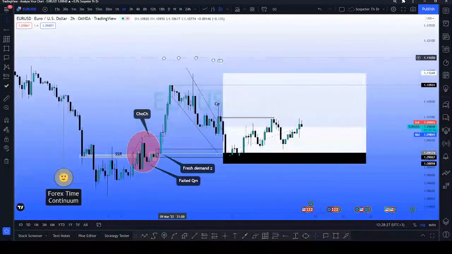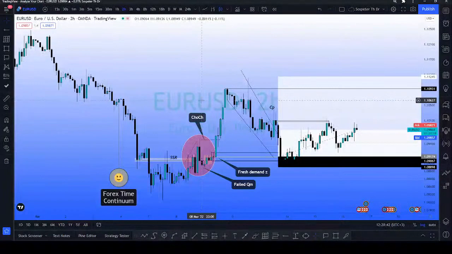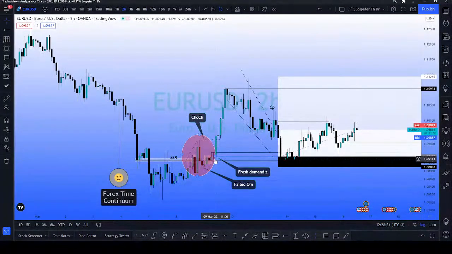So what do you see? A change of character or the break of structure to the upside. After that, what demand zone caused that move? What demand zone pushed the price to break the previous highs or the lows? That's how you characterize your setup. So there is the break of structure. What caused that? This demand zone has a doji, so it has some weight.